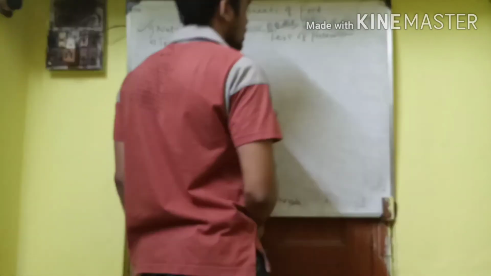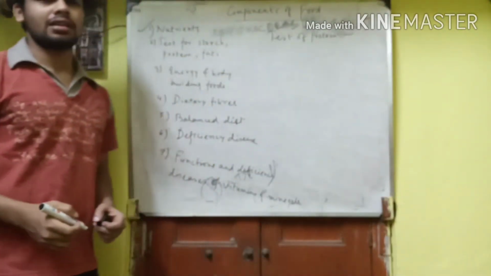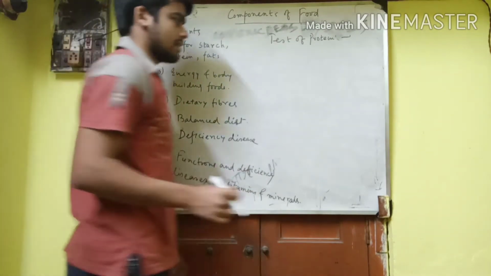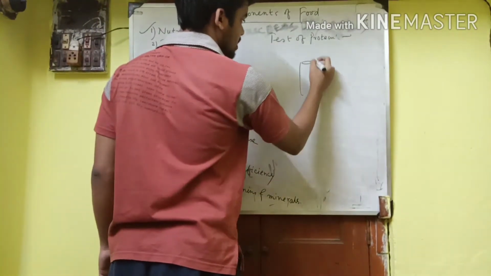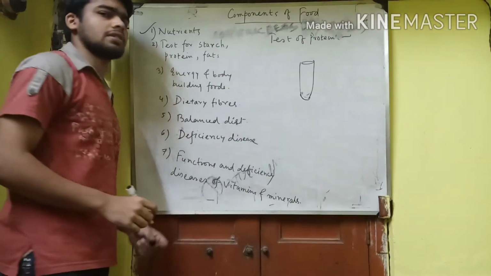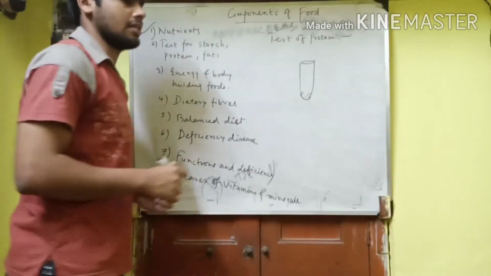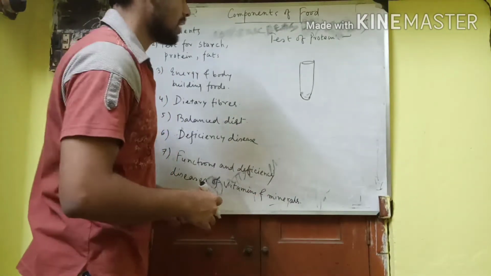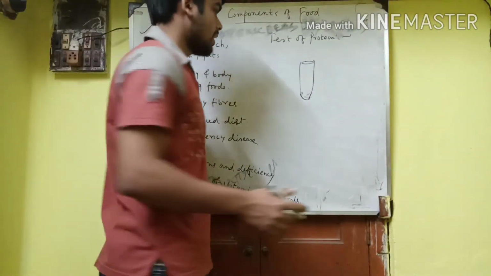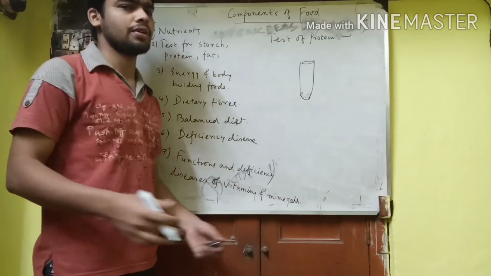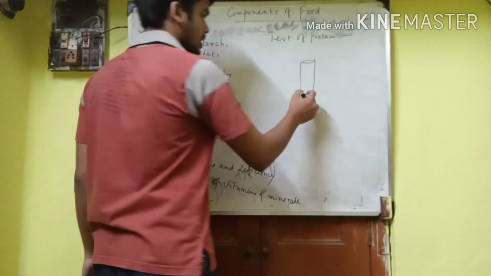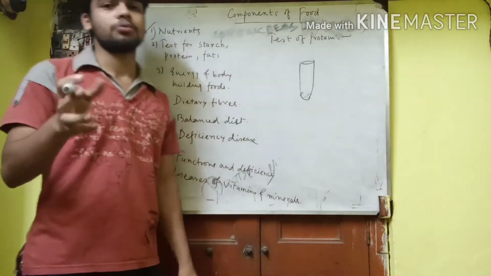Okay, the test for protein is a little bit more difficult than starch, but not that difficult. Similarly, we take a test tube. This is a test tube. This is used in chemical reactions, chemistry labs, laboratory uses. Mainly, we put raw materials of food inside it. Before that, we have to mix.